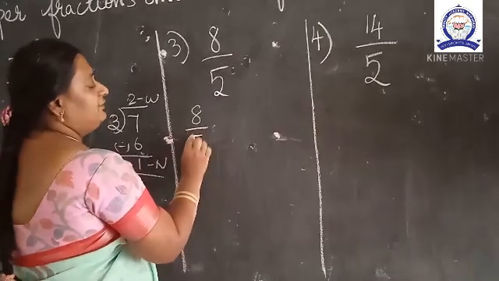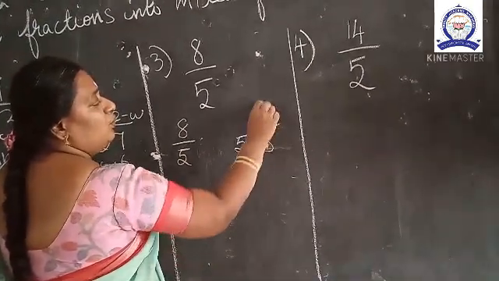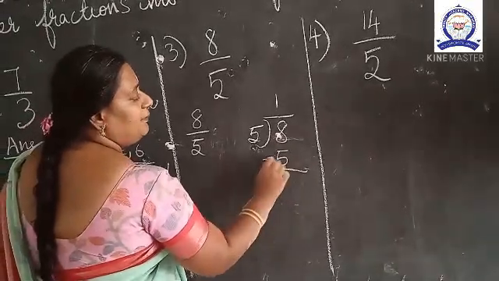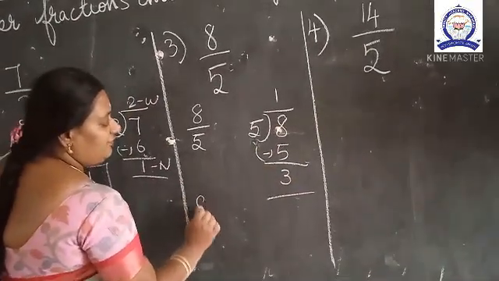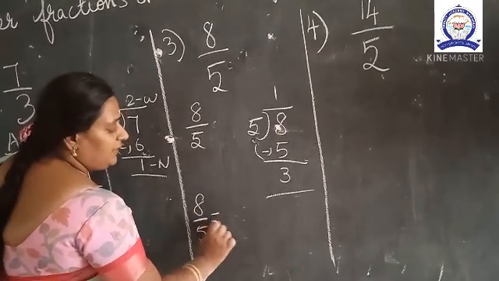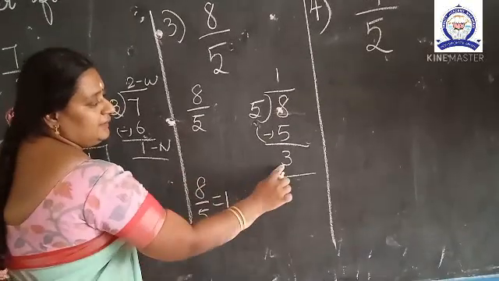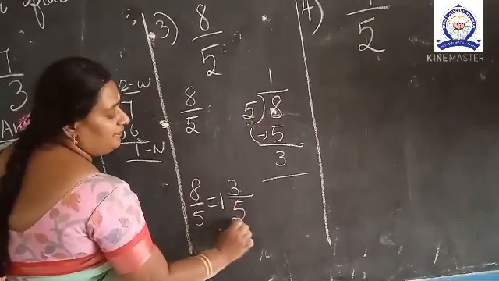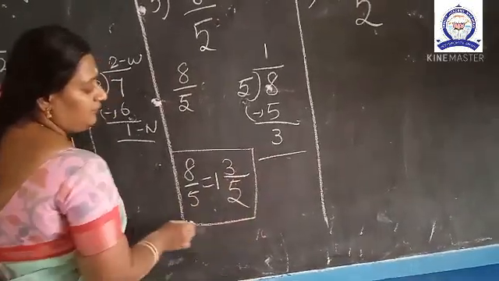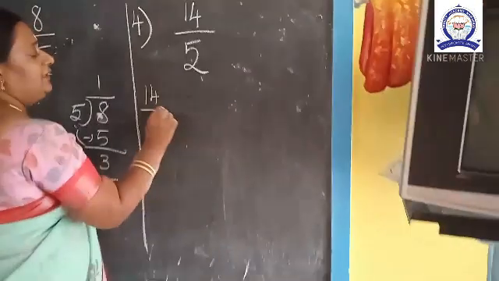Similarly, third question. 8 by 5. So division பண்றோம். 8 by 5, 1 5s are 5. 8 minus 5 is 3. So 8 by 5 can be written as mixed fraction. எப்படி எழுதுறோம்? This is whole number 1, here 3 by 5. Okay? Mixed fraction convert பண்ணிட்டோம்.